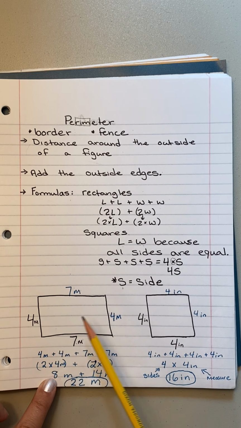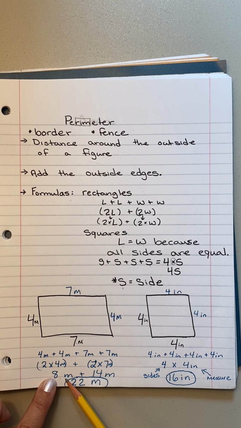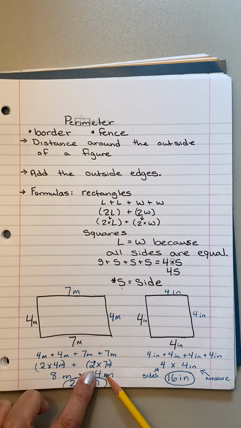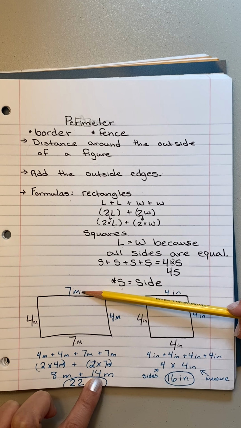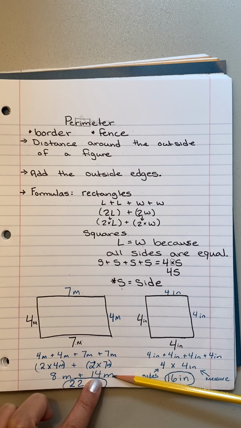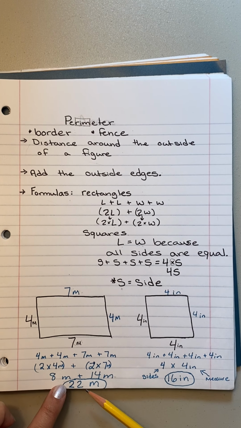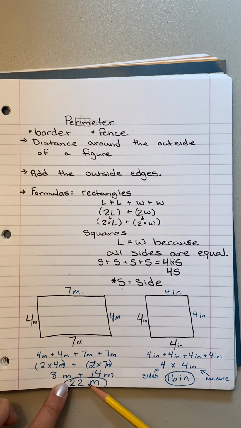If we were to add 4 meters plus 4 meters, we get 8 meters. 2 times 7 is 14, so we have 14 meters. 7 meters plus 7 meters is 14 meters. When we add them together, we get the total of 22 meters.